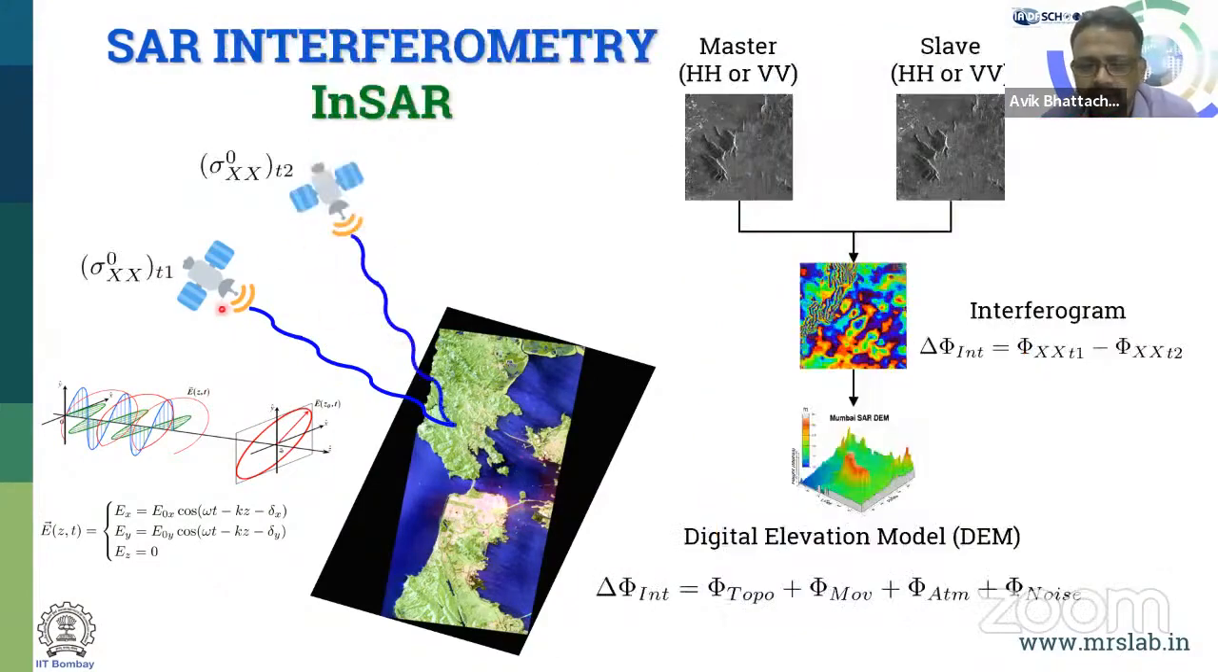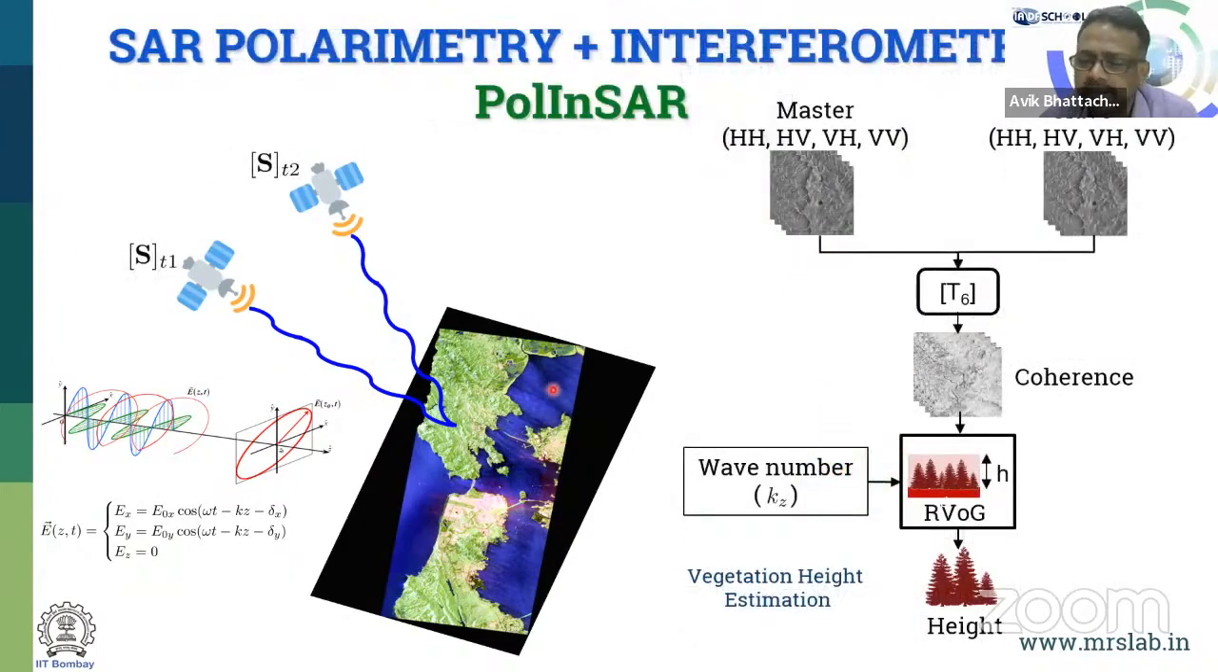If I do InSAR, I am getting two vantage points. I'm utilizing only one channel, the intensity and the phase information, to characterize elevation changes between two acquisitions. If I'm using PolInSAR, I'm trying to find out the full polarimetric information, unlike the interferometric, where you have only one channel with the phase. Here I'm utilizing the fully polarimetric information. So I'm able to characterize the information about the change of height, along with the scattering mechanism.